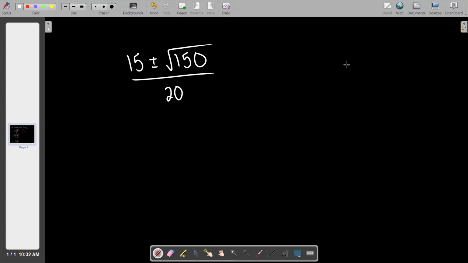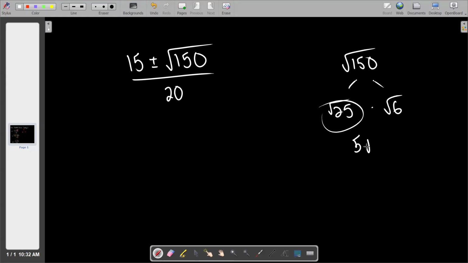So I can take my 150 and I can break it down into the root of a 25-cent piece times, well, 6 of them like that. 6 quarters makes a $1.50. And what is the square root of 25? So we have 5 root 6. So I'm going to write 15 plus or minus 5 root 6 all over 20. Does the Dorito make progress?